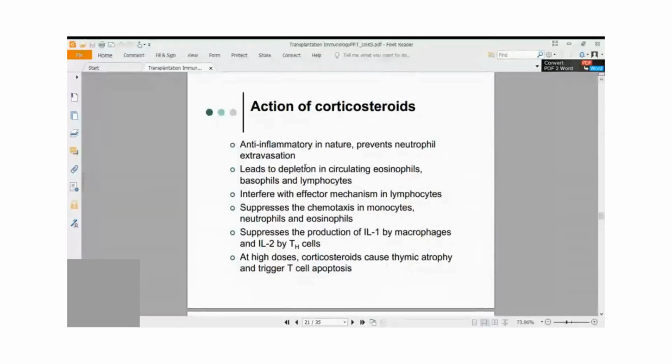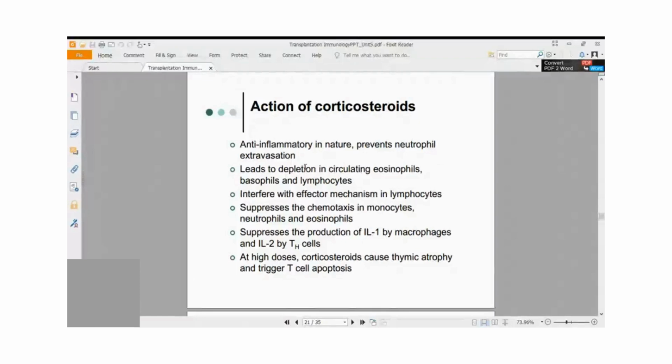So now, if two important cells, macrophages and TH cells, responsible for the inflammatory reaction, are prevented by the prevention of cytokines, once again, half the battle is won. So corticosteroids prevent inflammation by acting on the key inflammatory cells and suppress the inflammatory reaction. Therefore, cellular damage that is going to be caused by the inflammatory reaction can be prevented.